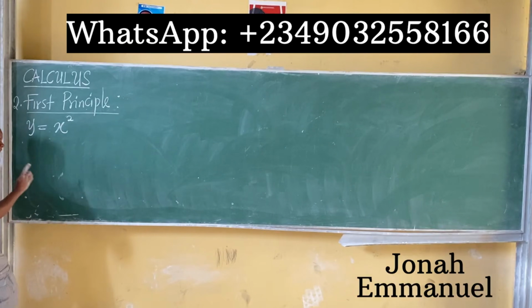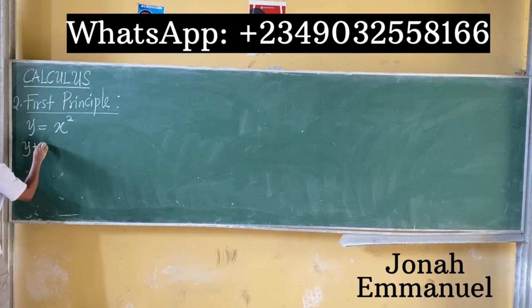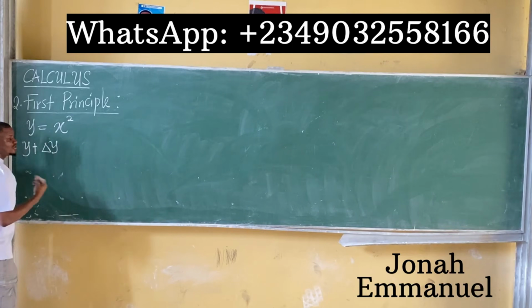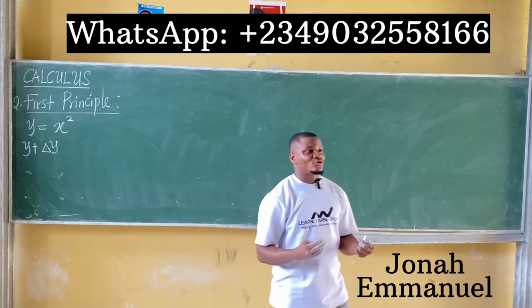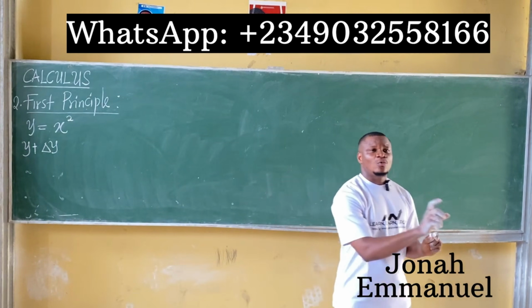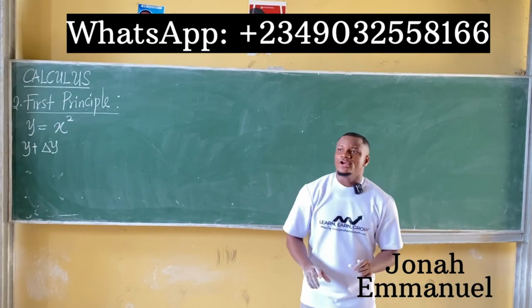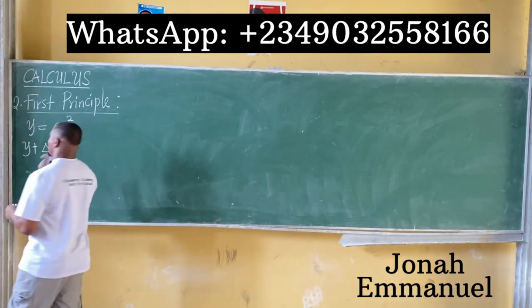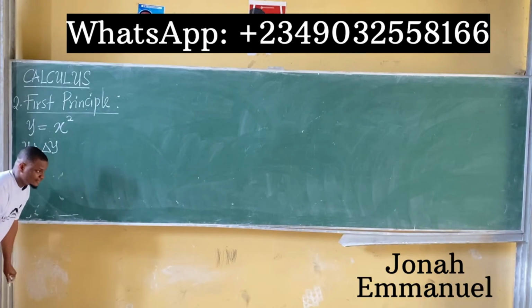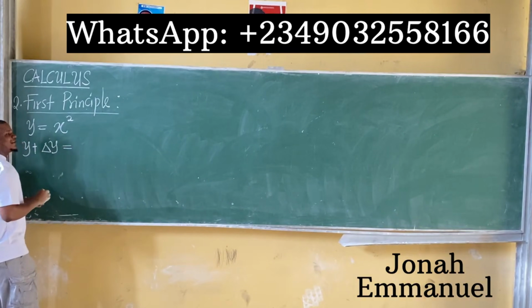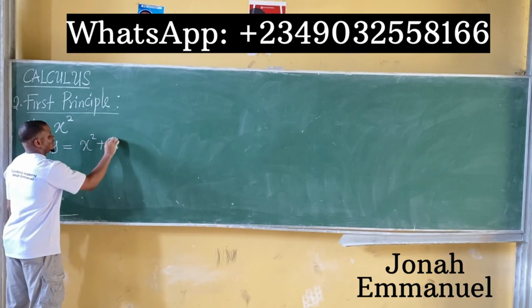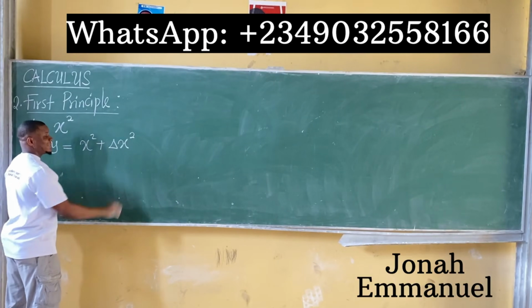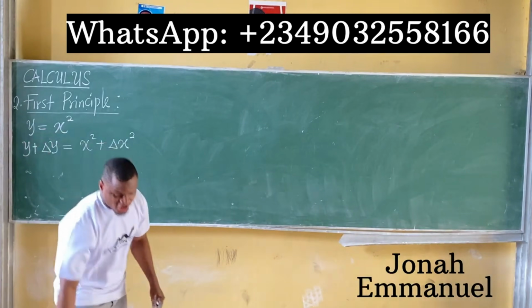For first principle, the first thing you do is simple. To y, you add change in y. You call this change in y, or you call it delta y. Whichever one your lecturer chooses to call it, no problems. To y, add change in y. To x, also add change in x. But please notice something. If I'm adding change in x to x, you don't write x squared plus change in x or change in x squared. That's wrong. So how do you add change in x to x?